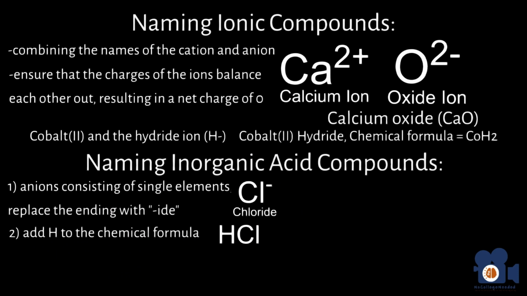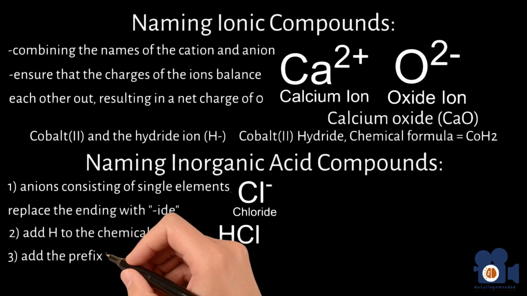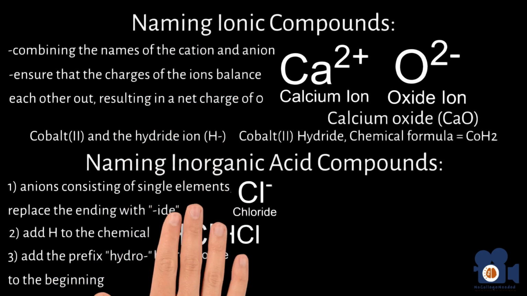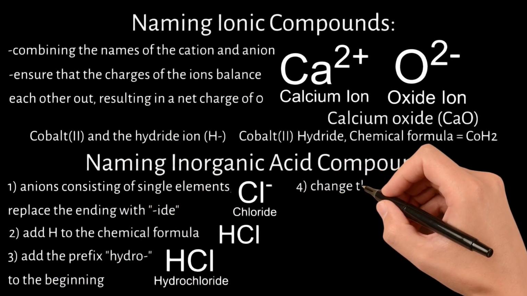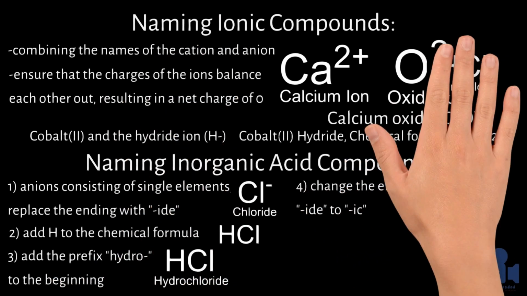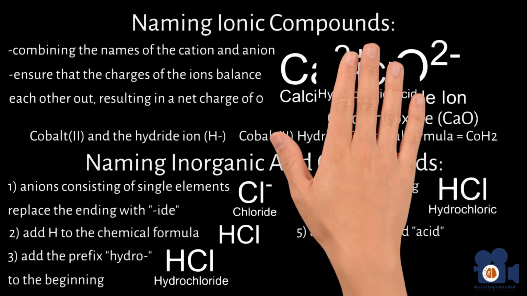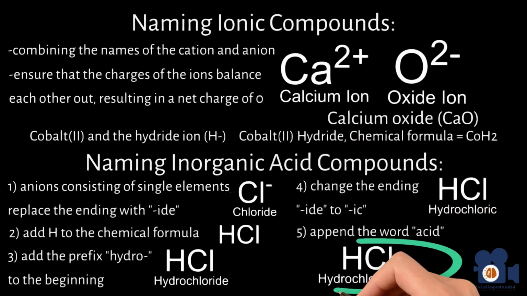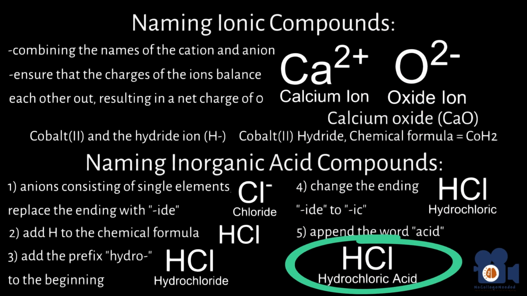To update the name, we follow a specific pattern. We add the prefix hydro- to the beginning, change the ending -ide to -ic, and append the word acid. Therefore, HCl is called hydrochloric acid. Different rules apply to anions with endings such as -ate, -ite, and so on. However, memorizing these rules is not crucial for becoming an excellent chemist.